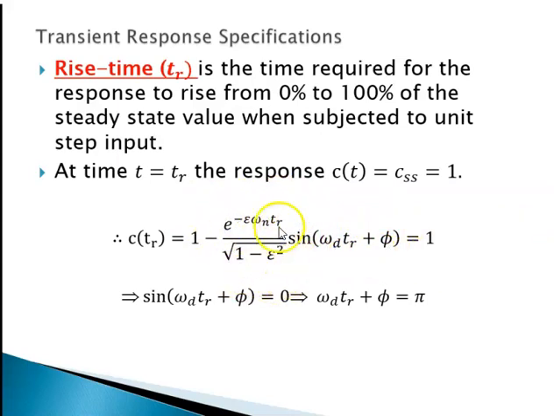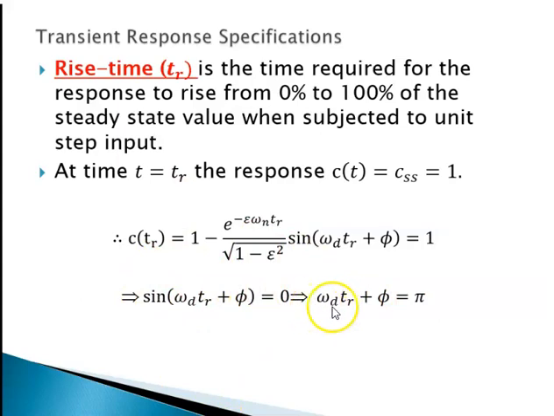This cannot be 0. This gets very small, but theoretically this term e power minus epsilon omega n by square root 1 minus epsilon square never is 0. So the only possibility is this term has to be 0, because this 1 and 1 get cancelled. So if this whole has to be 0, this sine has to be 0. This sine is 0 at several instances, 0, pi, 2 pi and so on. 0 is a trivial solution, so the next non-trivial is pi.